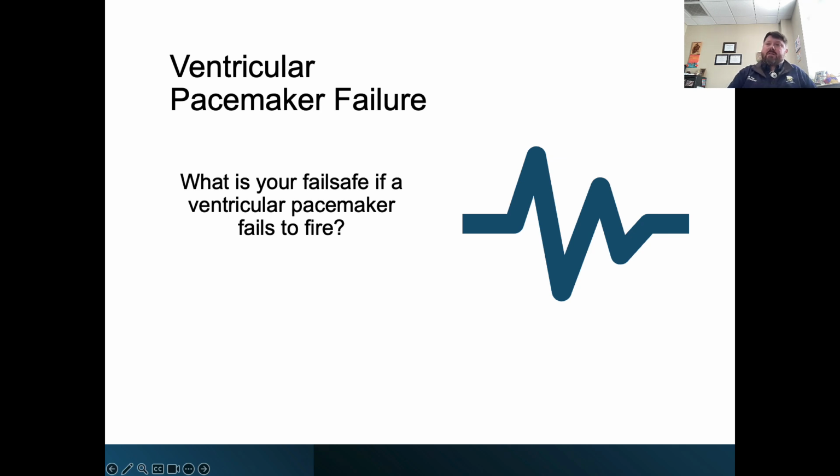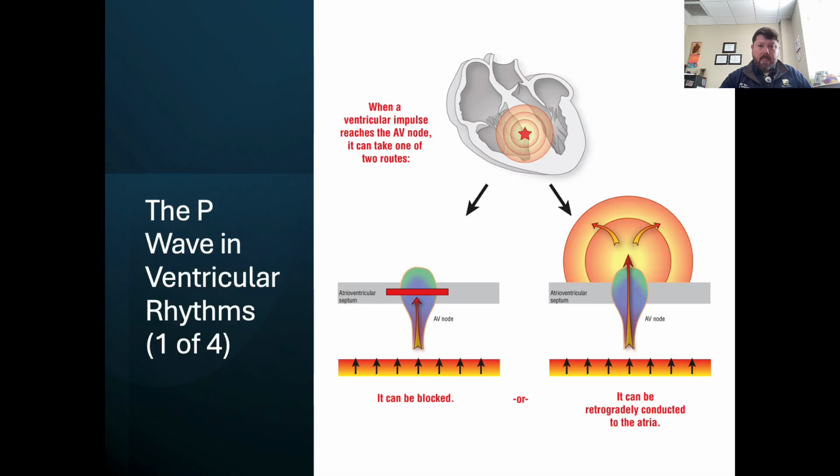So what is your failsafe if a ventricular pacemaker fails to fire? You have none. And that's because the ventricular pacemaker feature of the heart is the last resort. It is what is occurring after everything else has failed.